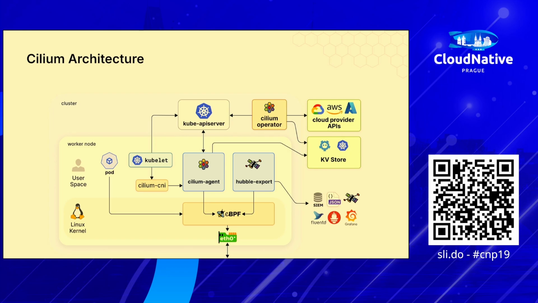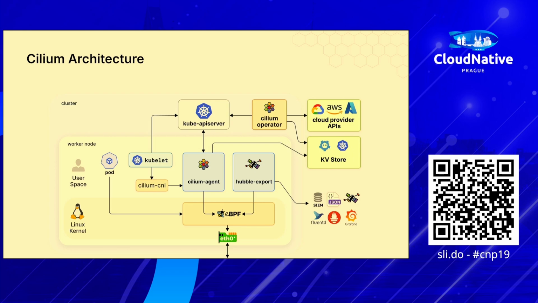The role of Hubble is to provide observability for your Kubernetes networking. You can think about it this way: Cilium itself is responsible for providing connectivity, and Hubble is a sub-component of Cilium that brings you observability on top of it as well.